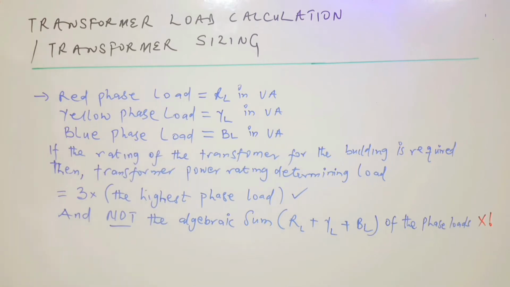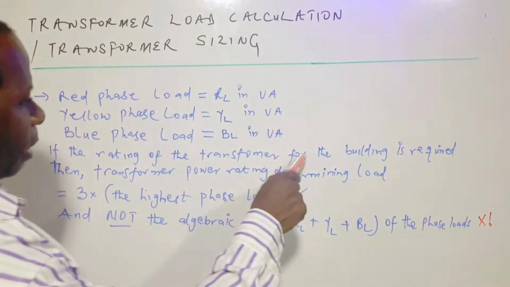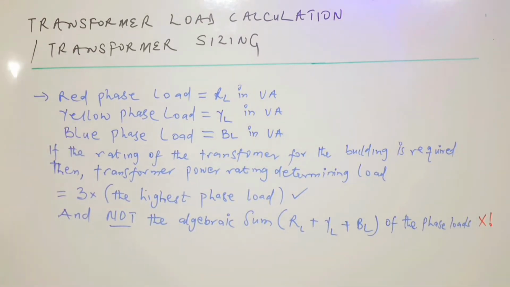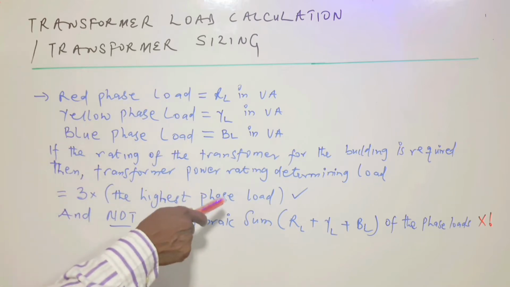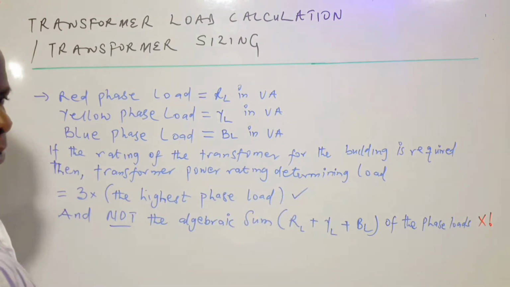VA means volt-ampere, and it takes care of the situation where the power factor is not unity, that is, not being 1. If it is involved, it takes care of it. So that's why the power rating is usually calculated in VA, which is the unit of apparent power. Alright.